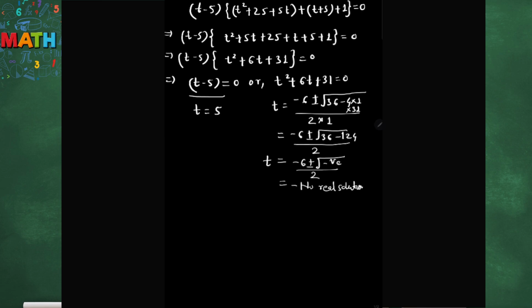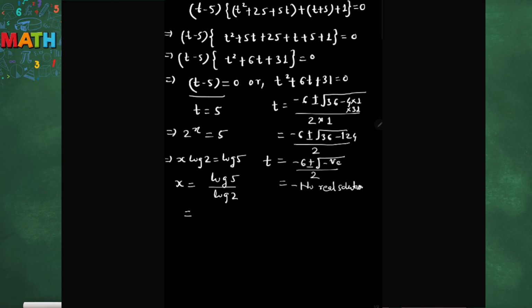from this part. Now let's solve this. So what was the t? t was 2 to the power x, right? So 2 to the power x is equal to 5. Let's solve it. How will you solve this equation? We'll take a log on both sides. So x log 2 is equal to log 5. So x is equal to log 5 divided by log 2. So this is the value of x.